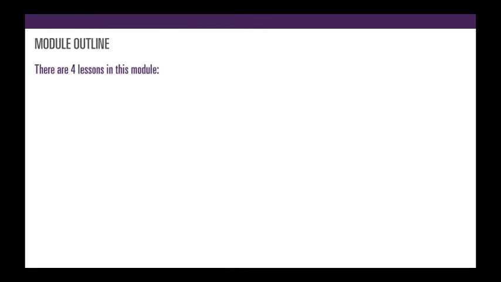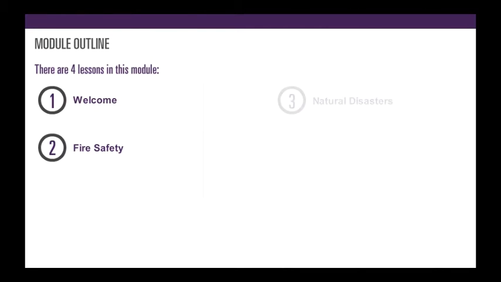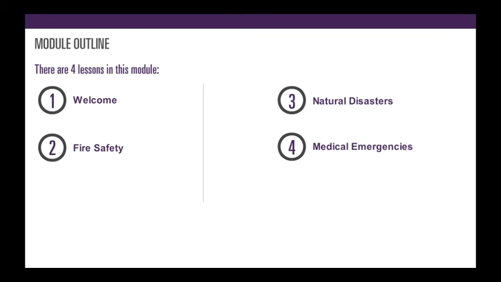There are 4 lessons in this module. Lesson 1 introduces you to this module. Lesson 2 is about fire safety and what to do if there's a fire. Lesson 3 shows you how to keep yourself and the consumer safe during and after a natural disaster. Lesson 4 is about responding to medical emergencies and how and to whom they are reported.